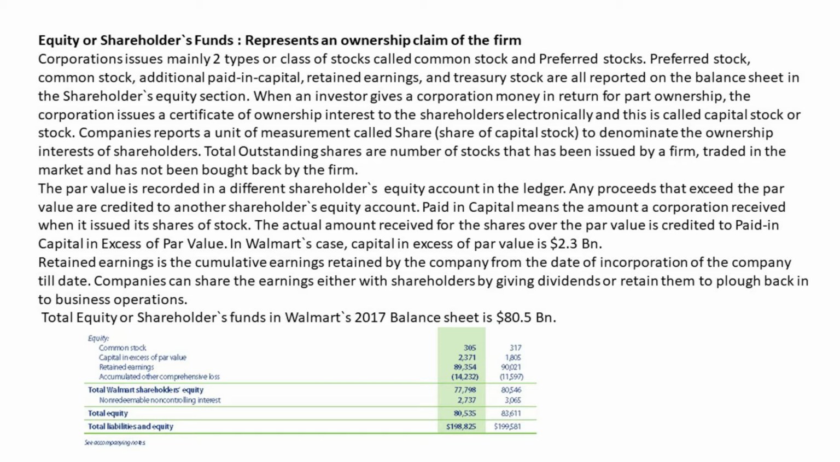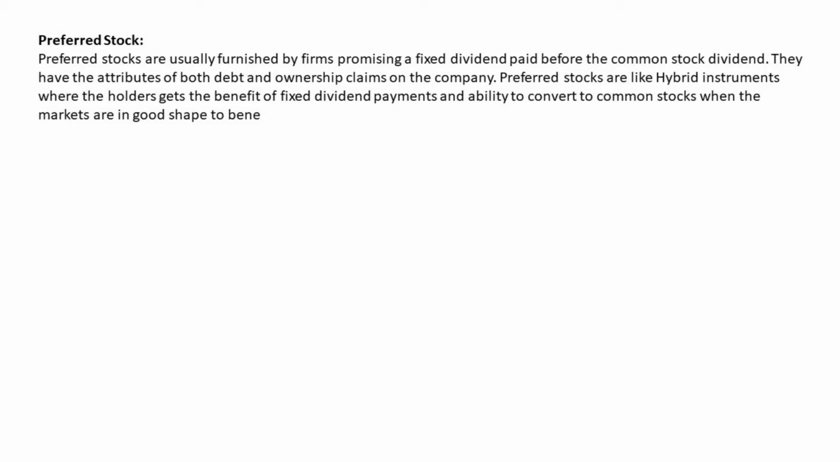Another term which we did not delve into in detail is the preferred stock. Common stocks are the regular stocks which are given to shareholders in return for ownership, whereas preferred stocks are a little different. They have the nature of both debt and ownership claims on the company. The preferred stockholders get precedence over the common stockholders when they receive the fixed dividend. It's also a hybrid instrument, so they get an option to convert into common stock when market conditions are in an up cycle, so that they can benefit from the up move in the share price. So that is the preferred stock portion and common stock portion.